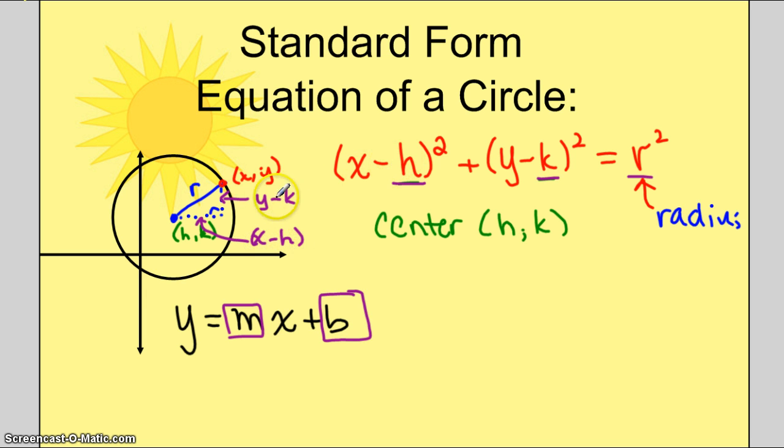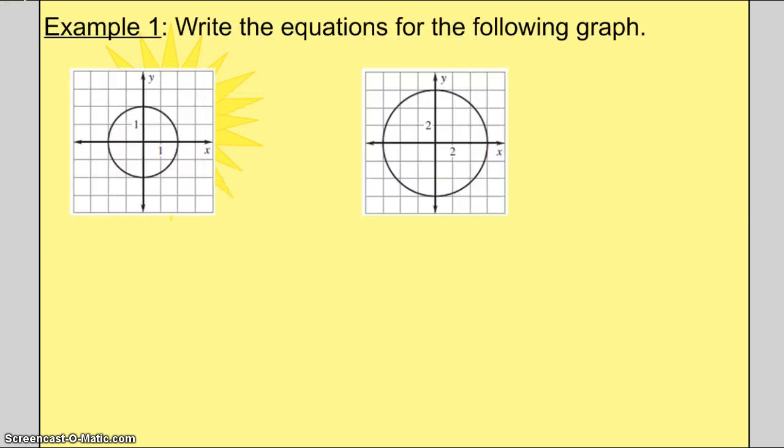So leg squared plus leg squared equals hypotenuse squared. So this formula doesn't come out of nowhere. It comes from the Pythagorean theorem. It's magic. It is. Whoa.